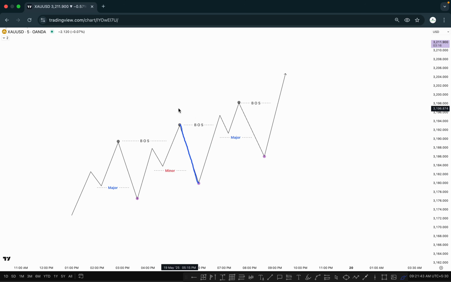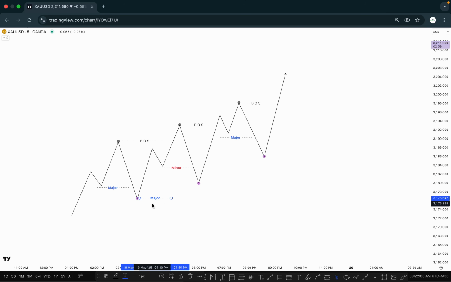So in this case, where is the minor inducement? Right here. The first pullback is called the minor inducement. Why? Because this pullback is created below the previous high. That's why we mark it as a minor inducement right here. And where is the major inducement in this leg?